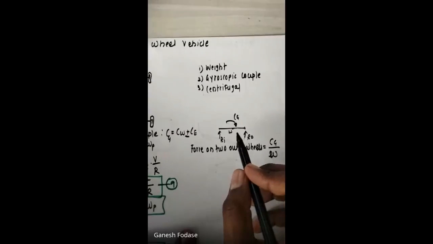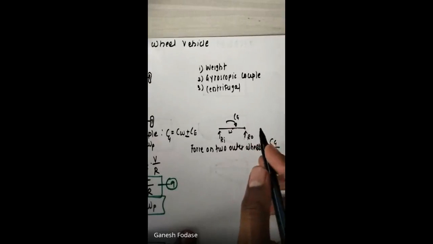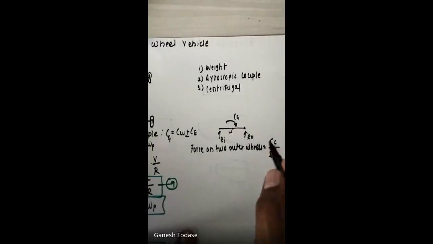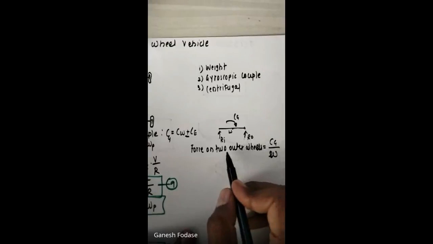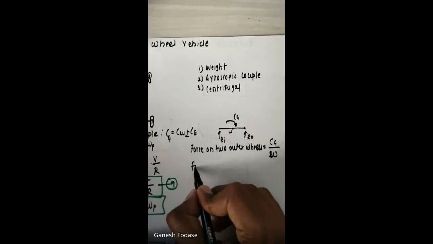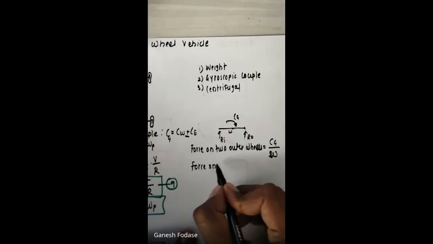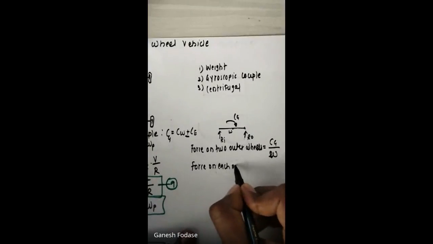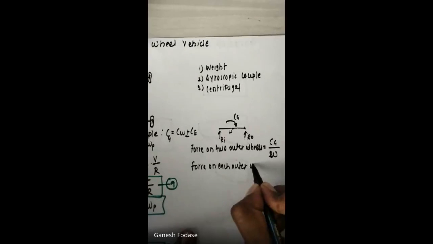Just simply its moment. If you want, I can explain, but I think there is no need to explain directly. I can write here: force on each two wheels is CG upon W. Hence, force on each outer wheel is equal to Cg upon twice W.